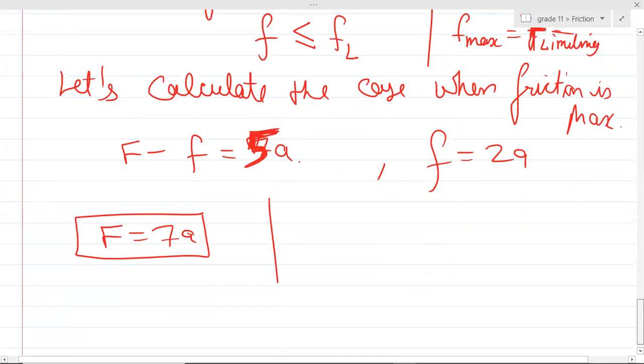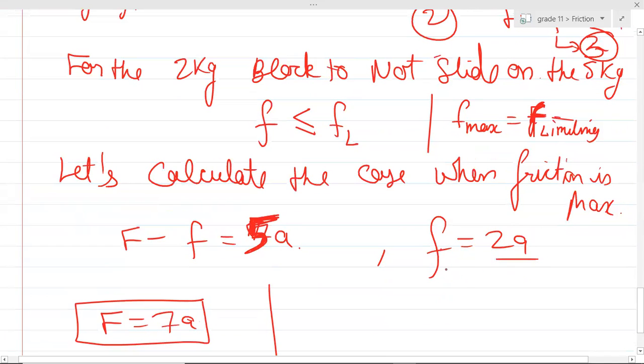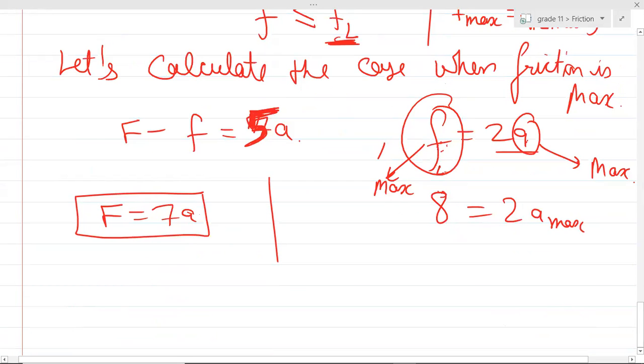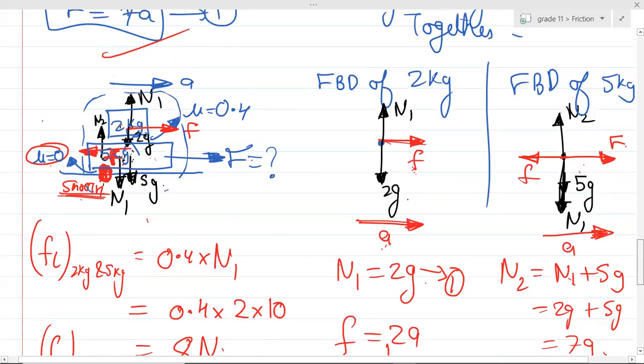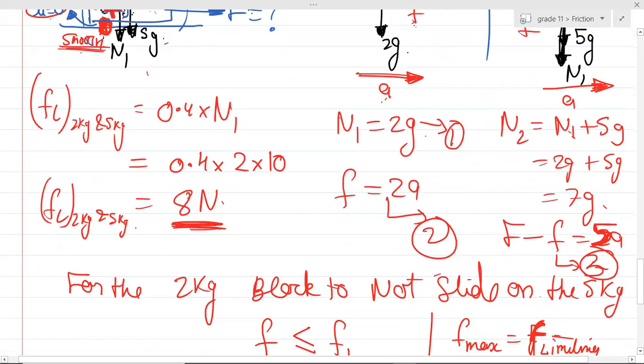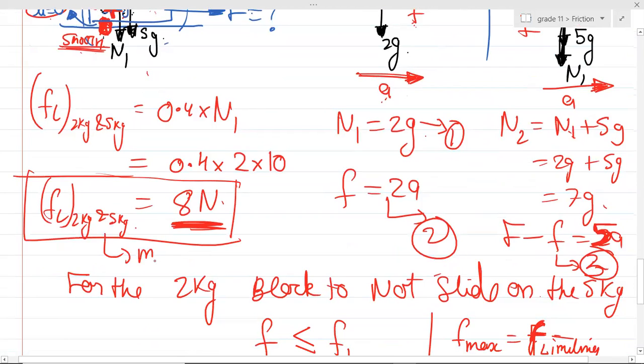Now, this f is basically equal to 2a, and this limiting friction will be how much? 8. So hence 2a max. When I write the maximum value of limiting friction, even my acceleration will become maximum. Yes or no, guys? And what was the maximum value of limiting friction? Maximum value of static friction, if you remember, we calculated it somewhere. So this is the maximum, that's why we wrote it over there.